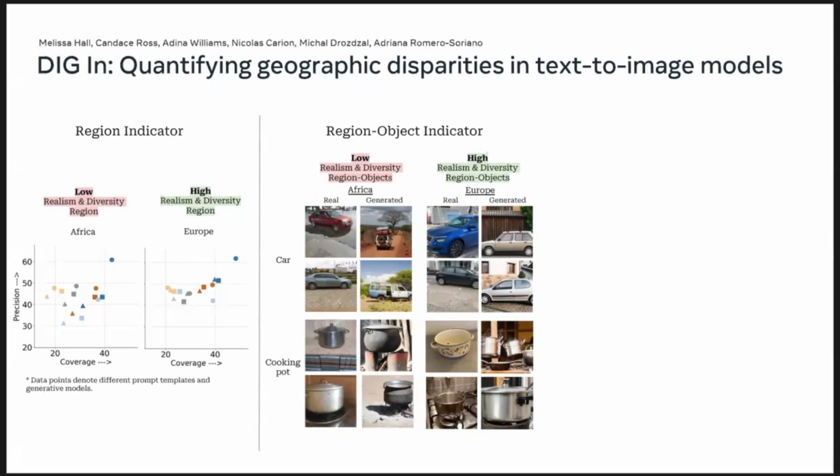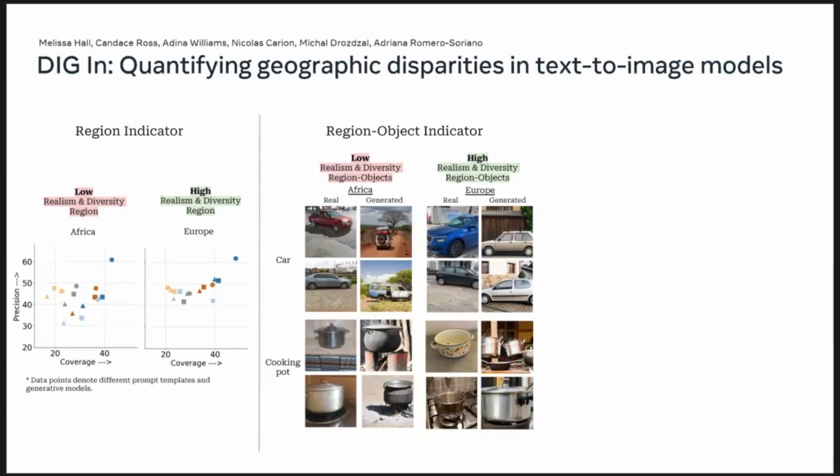The second indicator that we introduced is the region object indicator. This is a zoomed in version of the previous indicator. In this case, we want to see what happens at the object level. And we have some examples of what happens in this slide. So we have 4 columns of images. The first one depicts real images coming from a data set of real images. And those images depict either cars or cooking pots. The same is true for the third column. And then we have the second and the fourth column that depict generations coming from state-of-the-art models when prompted with prompts such as car in Africa, car in Europe, or cooking pot in Africa, cooking pot in Europe.